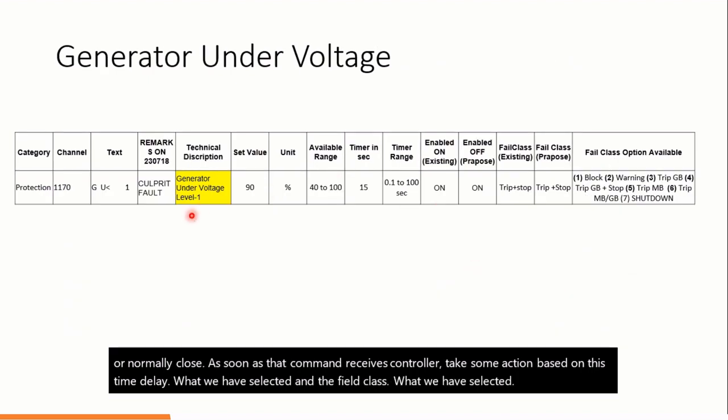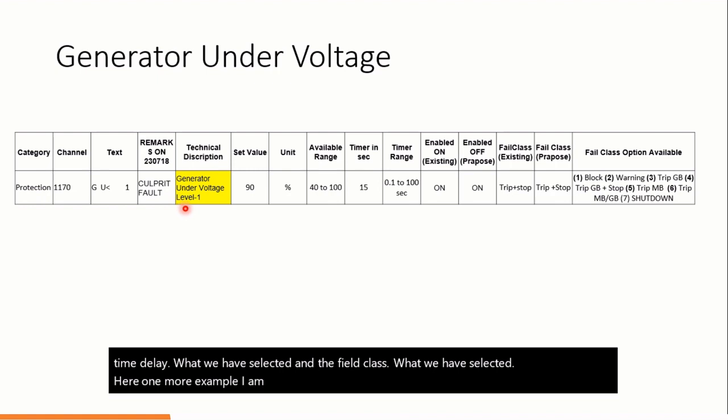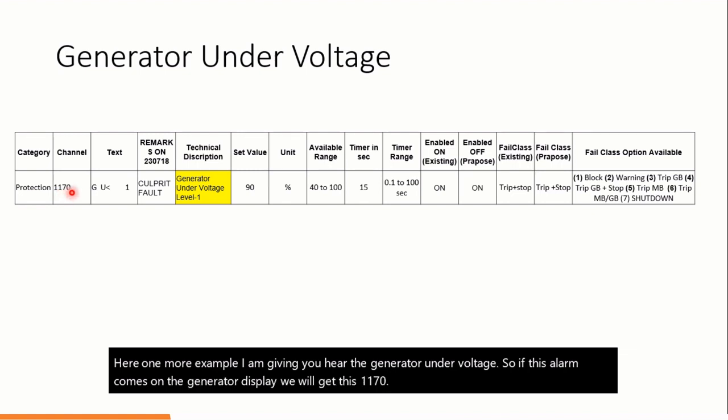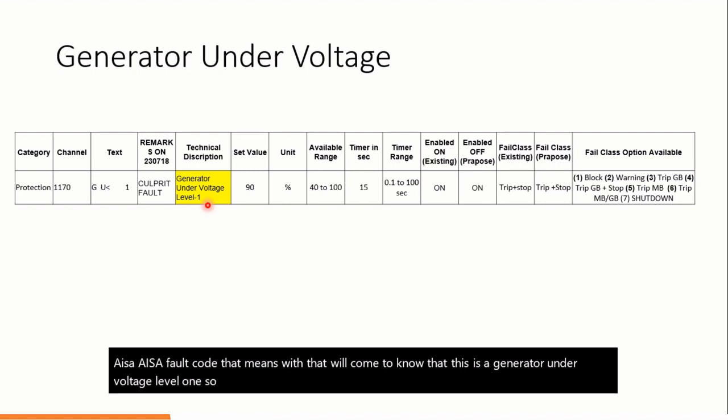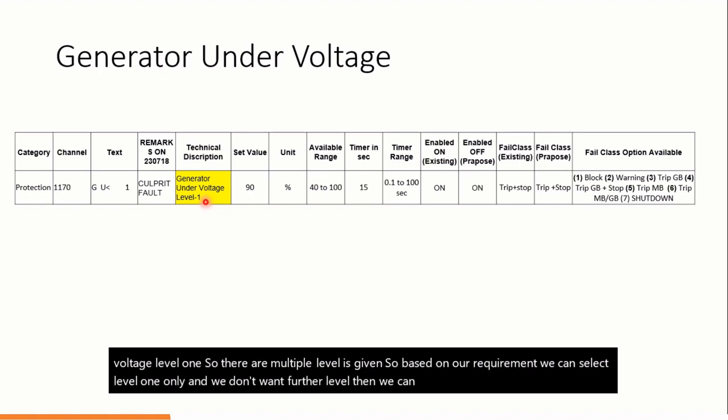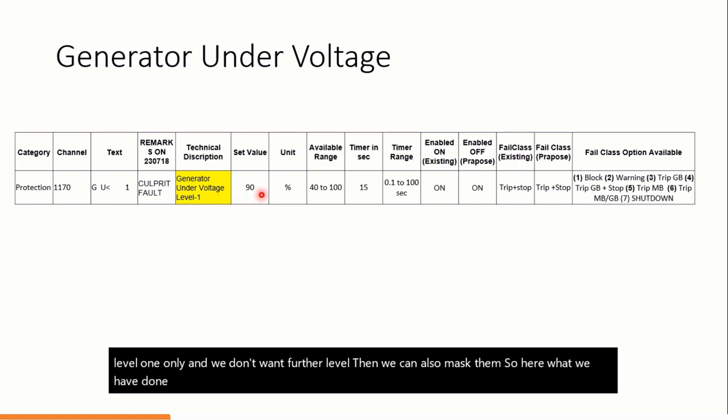Here is one more example I'm giving you: the generator under voltage. If this alarm comes on the generator display, we will get 1170 as the fault code. That means we will come to know that this is generator under voltage level 1. So there are multiple levels given. Based on our requirement we can select level 1 only, and if we don't want further levels, we can also mask them. So here what we have done is put 90% of our nominal value.